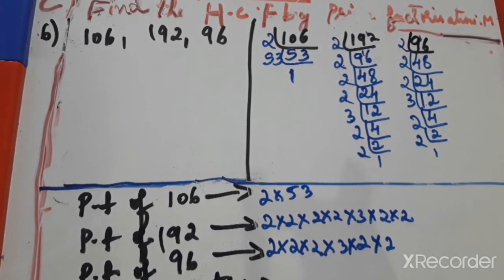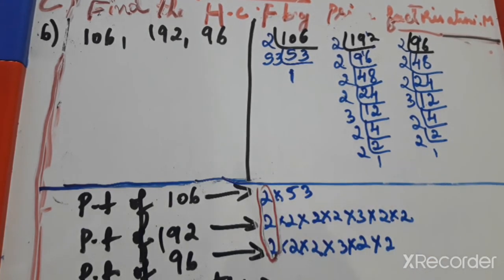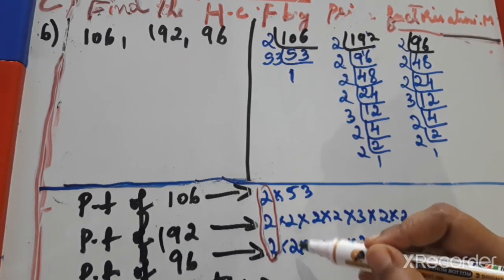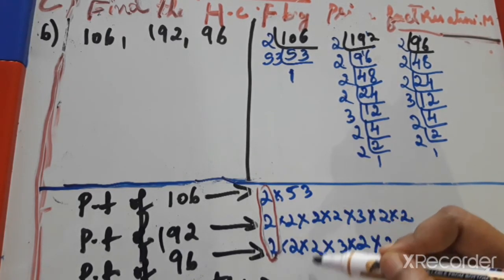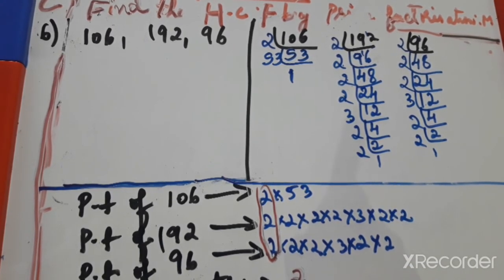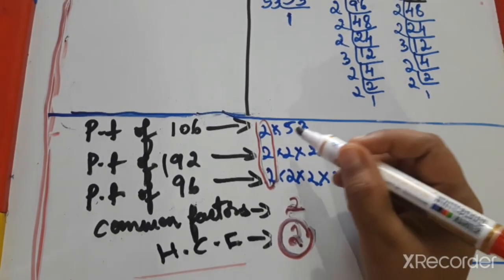Now we have to check which is a common factor here. 2 is common. Then any common factor 53? Only 2 is common, because a common factor should be in all 3 lines. So only 2 is a common factor. Therefore the HCF is 2. HCF is 2 only.